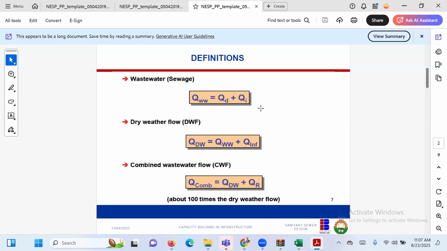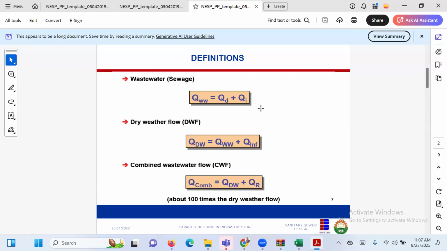Okay. Then dry weather flow, when you see QDW, means dry weather flow. Like I said before, these are flows in your sewer network when there's no storm event, when there's no rainfall. The water that is flowing in your sewer is what we call dry weather flow. In other words, the flow when the weather is dry.